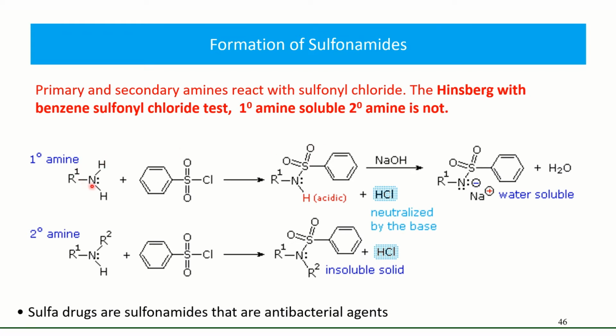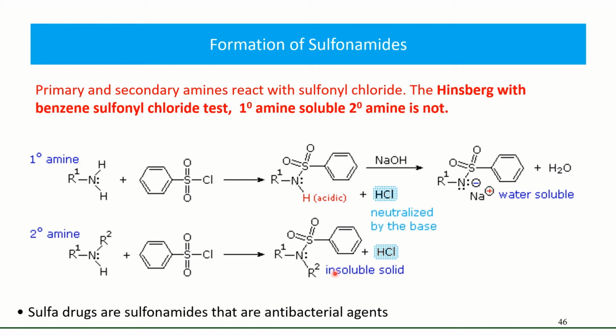If we have a primary amine, the primary amine will react to give you a water-soluble salt on quenching with this base. The secondary amine will react to give you an insoluble solid. By the way, tertiary amines, which we don't have here, will be insoluble.